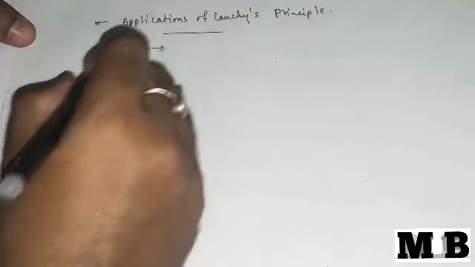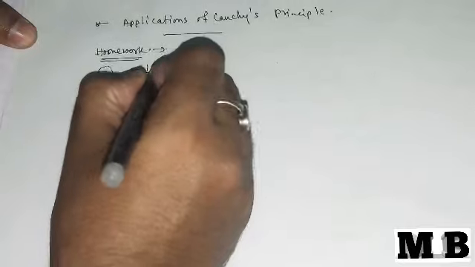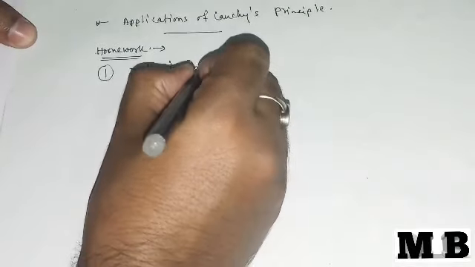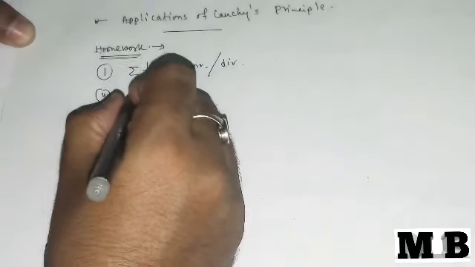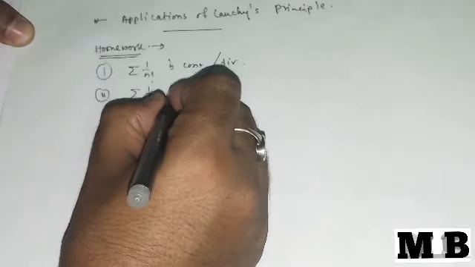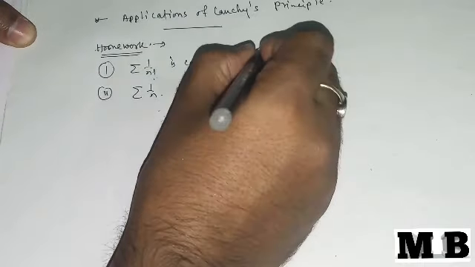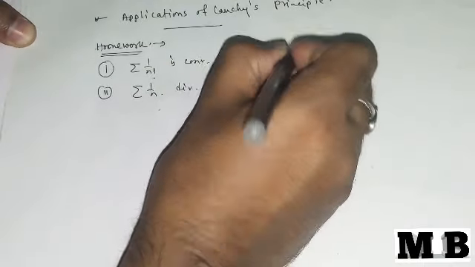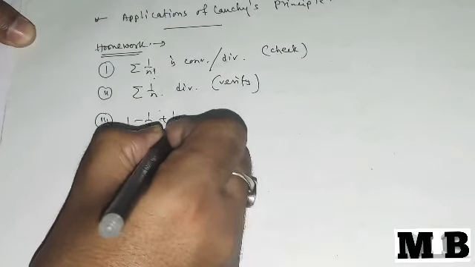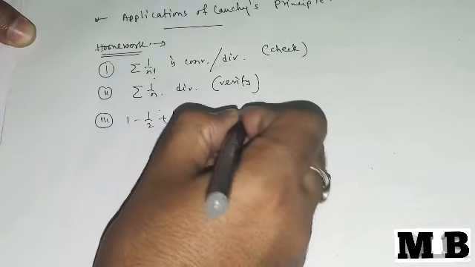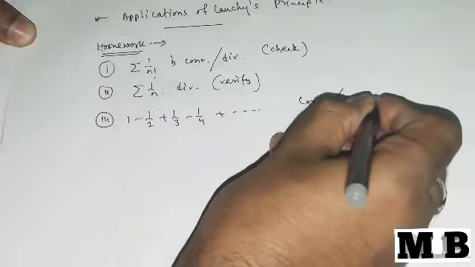Okay, so the first thing is to check whether 1 by n is convergent or divergent by using Cauchy's principle. Second one, the harmonic series is divergent, verify. And the third one, 1 minus 1 by 2 plus 1 by 3 minus 1 by 4 plus so on, check whether it is convergent or divergent.